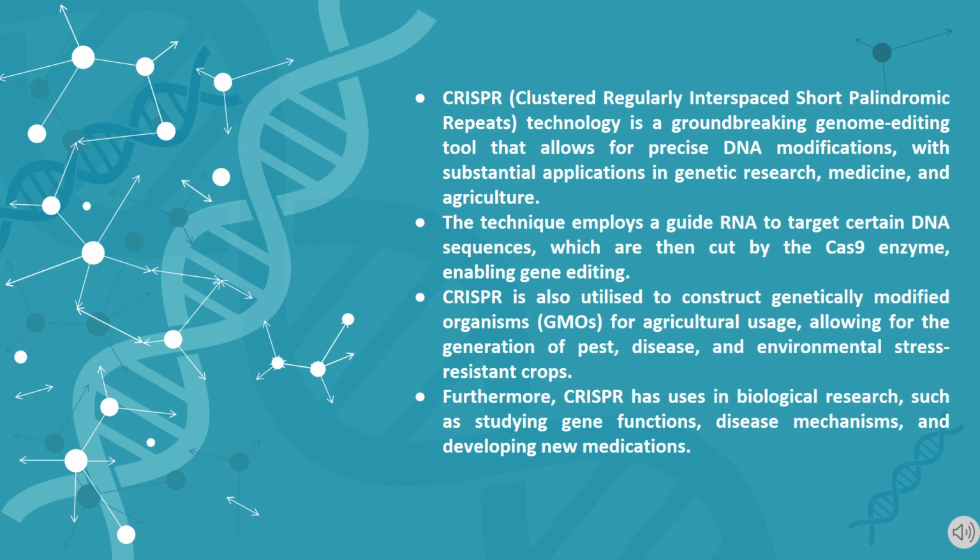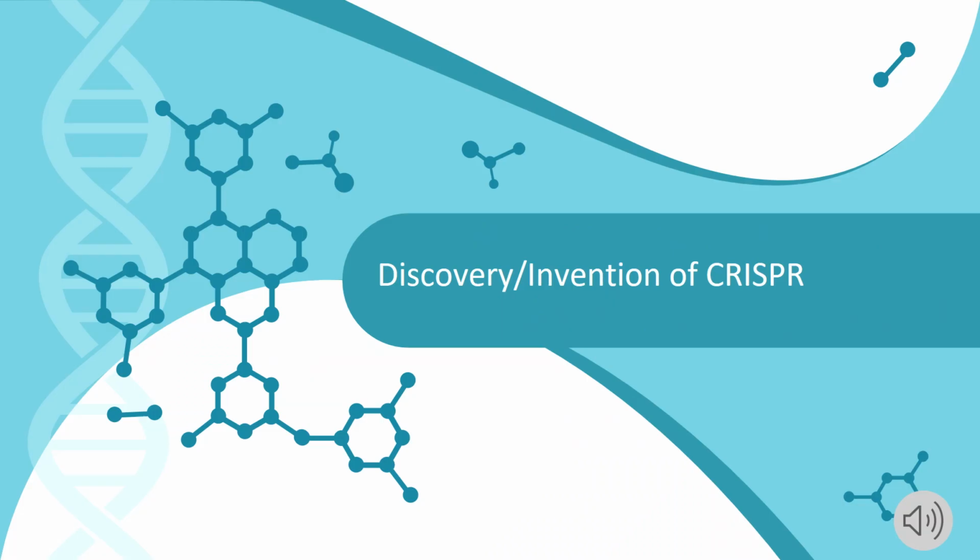gene editing. CRISPR is also utilized to construct genetically modified organisms for agricultural usage, allowing for the generation of pest, disease, and environmental stress-resistant crops. Furthermore, CRISPR has uses in biological research, such as studying gene functions, disease mechanisms, and developing new medications.